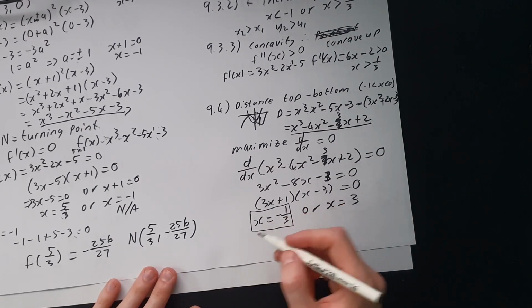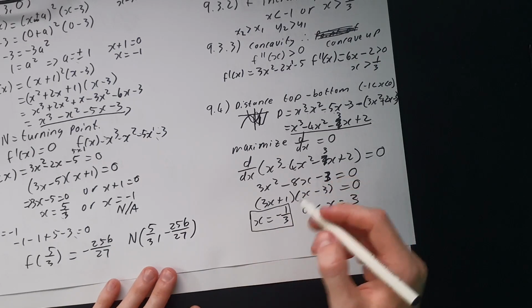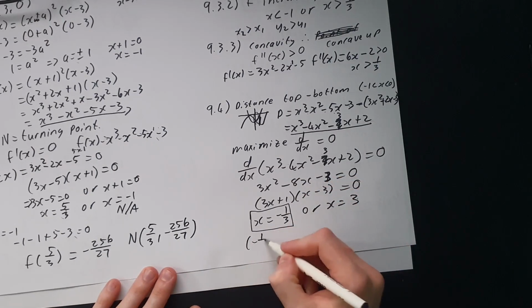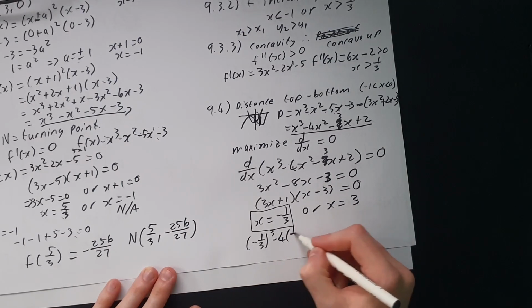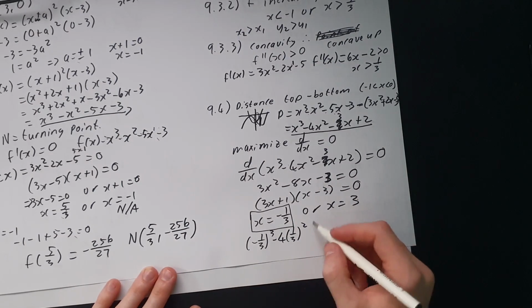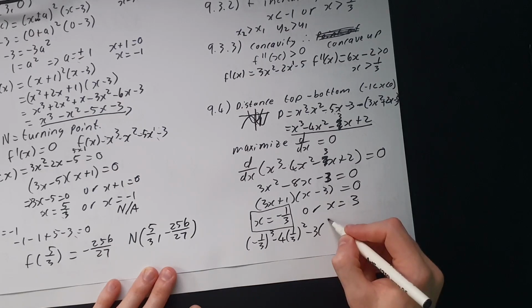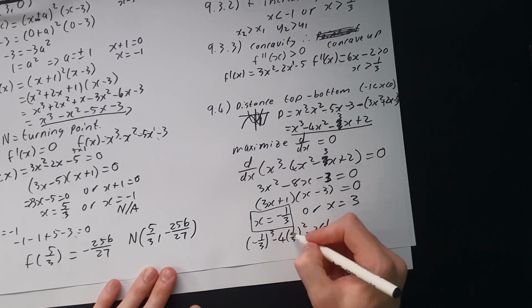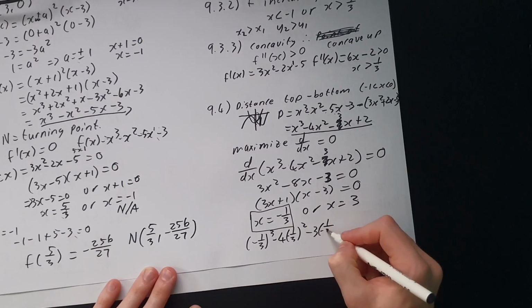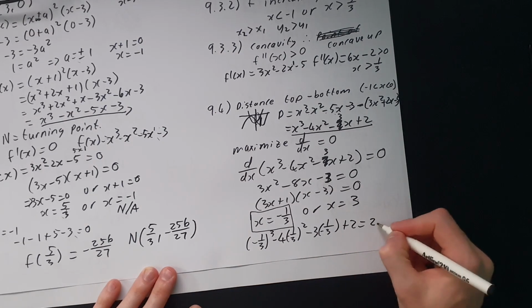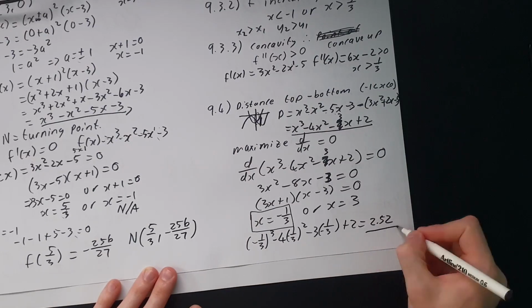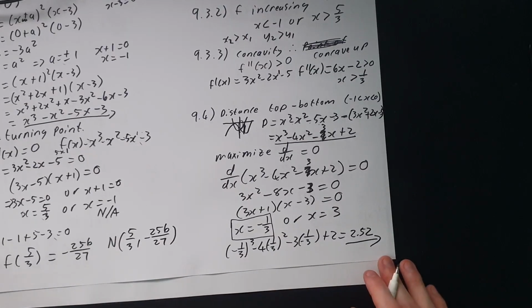So if you substitute that back in, you have negative 1 over 3 cubed minus 4 times 1 over 3 squared minus 3 times negative 1 over 3 and then plus 2, and you end up with an answer of 2.52. Okay, and that's how we go about doing this question.